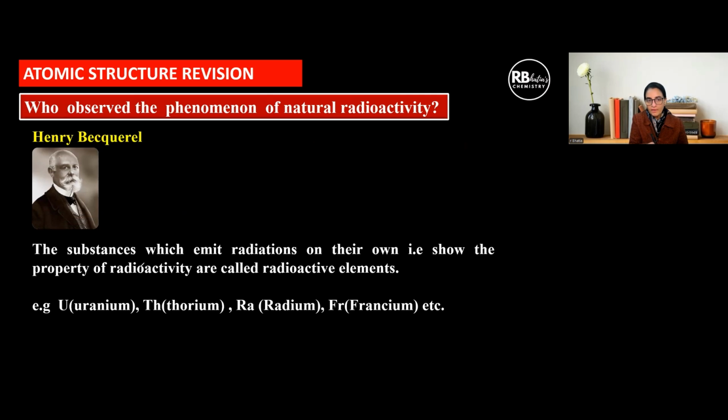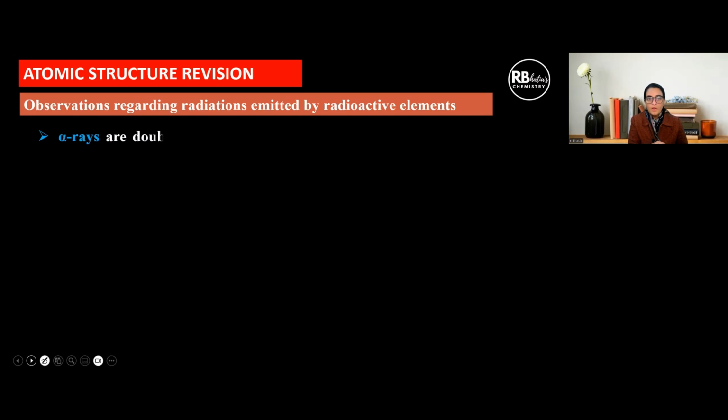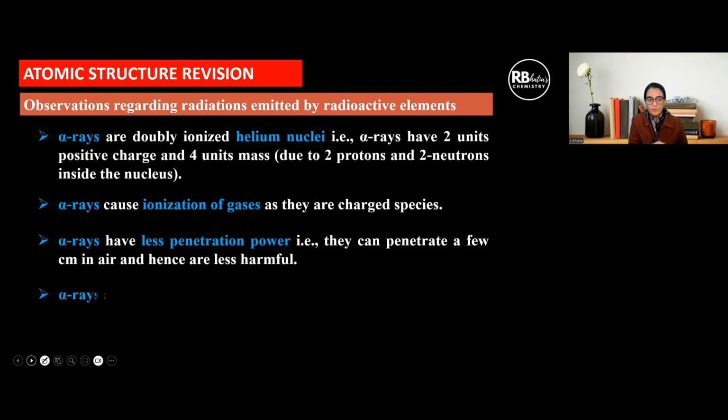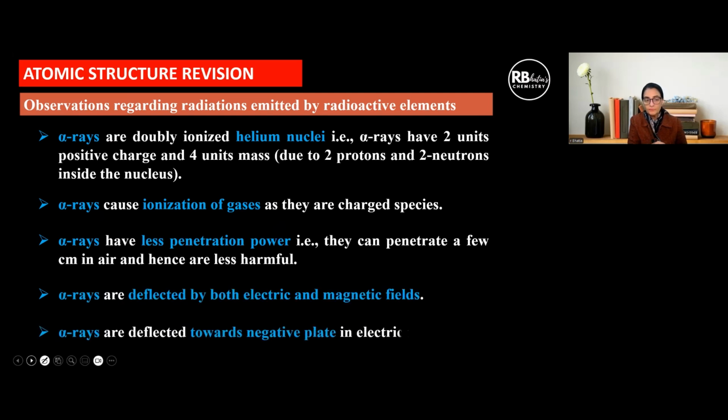So, what is basically radioactivity? Substances which emit radiations on their own, that is, spontaneous emission of radiations, is what we call radioactivity or radioactive radiations. Examples: uranium, thorium, radium, francium. Observations regarding radiations emitted by radioactive elements. So, there are three kinds of radiations observed from natural radioactivity. Substances which are naturally radioactive give off three kinds of radiations, that is alpha, beta, and gamma.